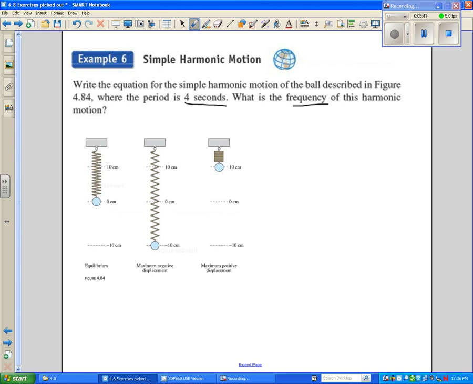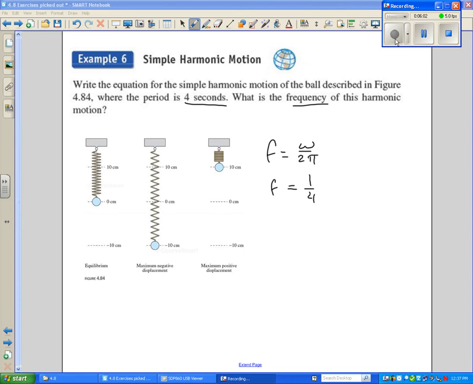The question is, what is the frequency of the harmonic motion? We're going to do this in seconds. Now you saw from before that the frequency is the reciprocal of the period, so this is angular velocity divided by 2 pi. But it tells us that the period, actually we don't need this one, the period is 4 seconds, so the reciprocal of that should be our frequency. So it's 1 divided by 4.